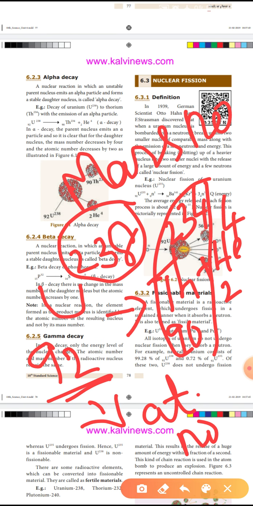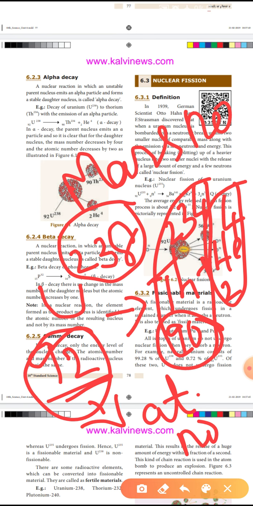So the mass number decreased by 4 and atomic number decreased by 2. Here atomic number is 92 but thorium is 90. So it decreased by 2. That decrease of 4 and 2 is the alpha particle.